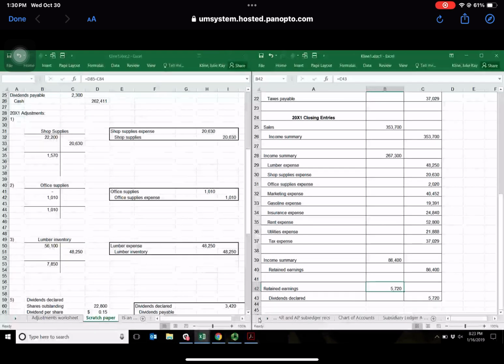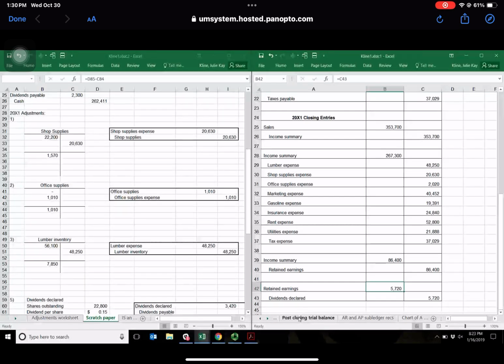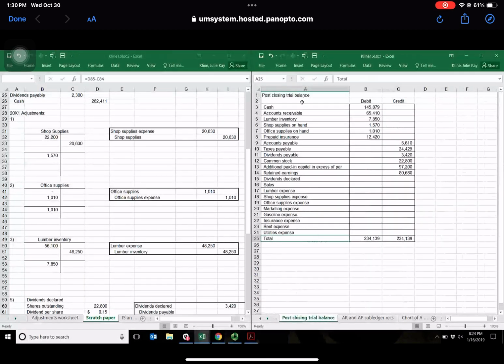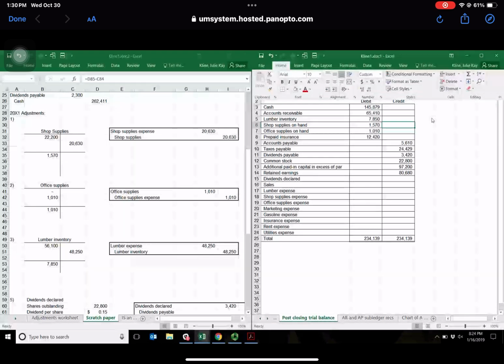So post-closing, of course, means after the closing process. So once we do the closing process, we have a post-closing trial balance. It's a list of all your accounts, and it's the balances in those accounts after closing. So you would expect all of your income statement accounts to be 0. Dividends declared needs to be 0. Where you get these numbers is these numbers get pulled from your ledger.